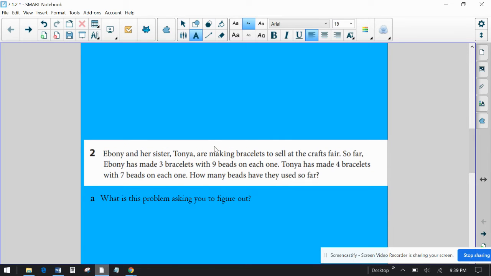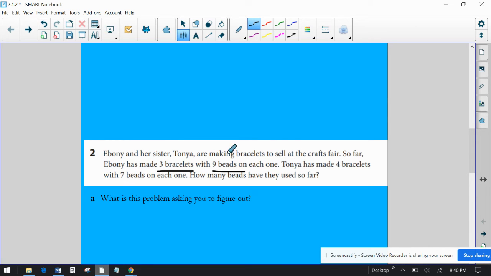Ebony and her sister Tanya are making bracelets to sell at the crafts fair. Okay, I'm picturing 2 girls are going to make some bracelets. So far, Ebony has made 3 bracelets with 9 beads on each one. Okay, so I can picture that in my brain right now. There's 3 bracelets with 9 beads on each one, right? Okay, that's what Ebony made.